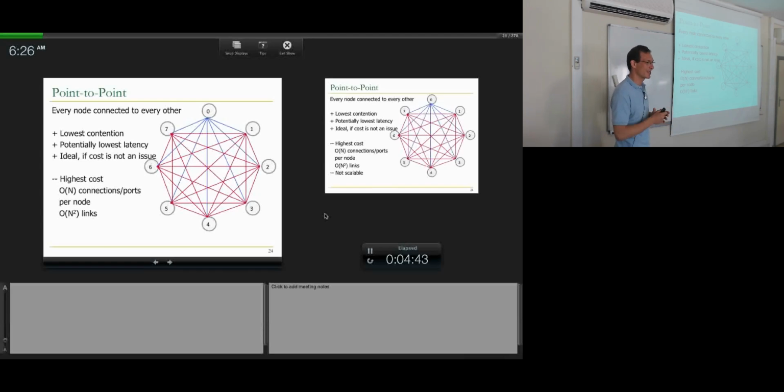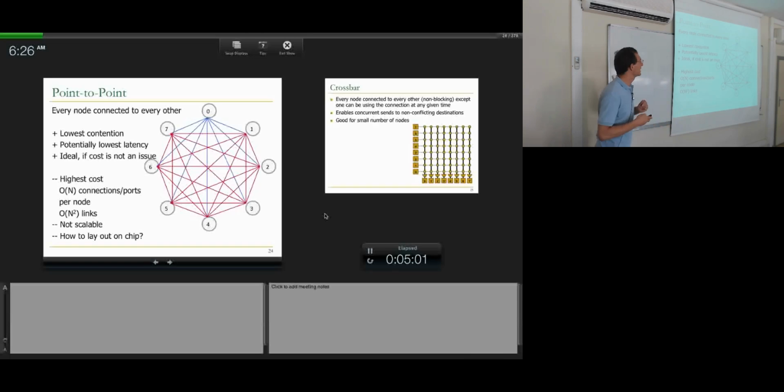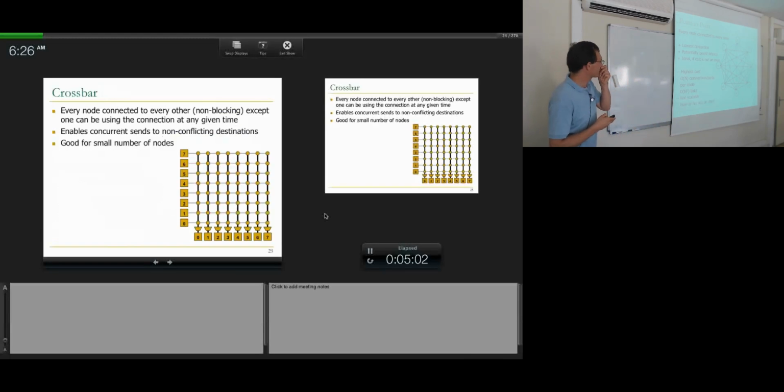That's why engineering is an exciting field, right? We solve problems to minimize the cost. So this is highest cost because you have order of n connections, ports per node, and order of n squared links. And also, there are a lot of issues related to the layout of this. Like, as you scale the number of nodes, how will you route this network? As a result, it's not scalable.